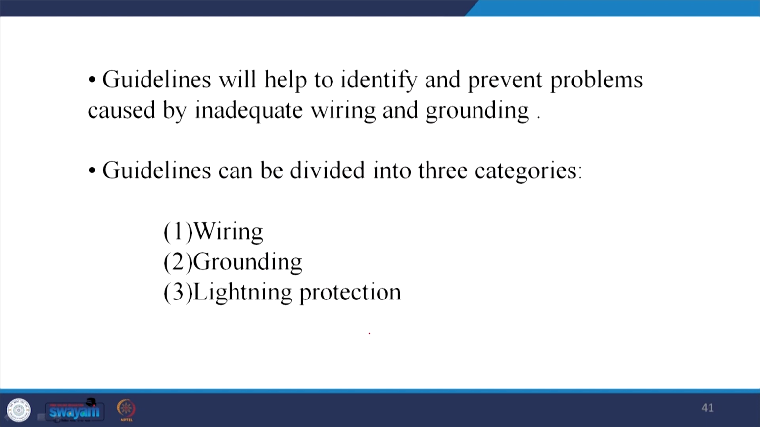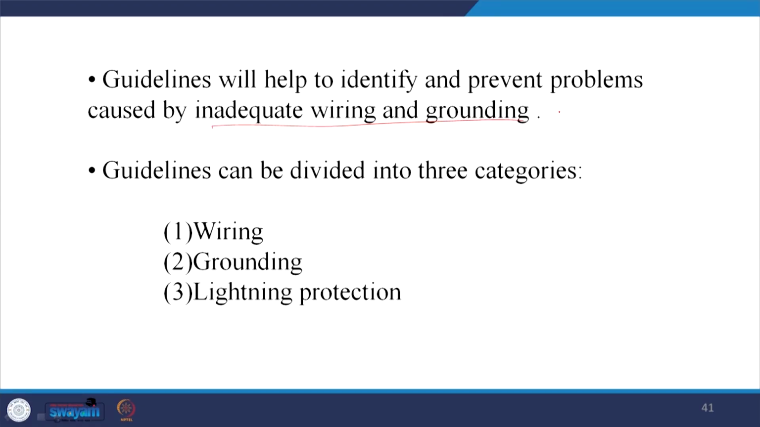Guidelines will help to identify the problems caused by inadequate wiring and grounding. Of course, this itself is a course of our engineering BTech study. So, we require to take care of these issues quite well. Unfortunately, due to the lack of time, I cannot go into that much detail, and the guideline can be divided into three categories.